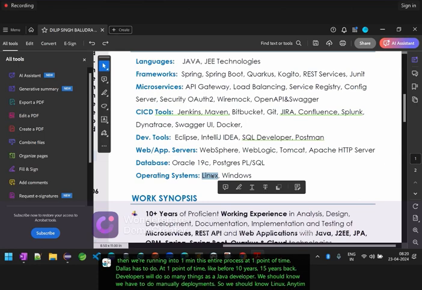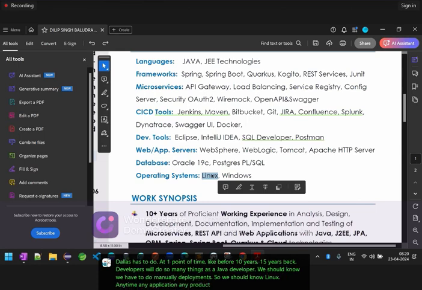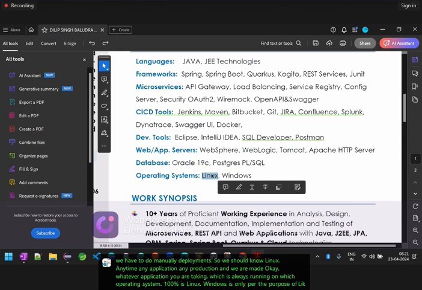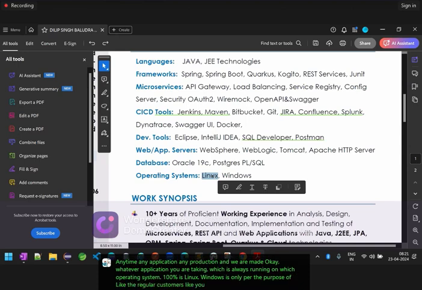Any application, any production environment, whatever application you are taking, it is always running on which operating system? 100% Linux. Windows is only for regular customers like you and me for our personal laptops. But a Flipkart application, banking applications, all these applications are always running on which operating system? On the Linux operating system. So at one point of time, we should know Linux also.